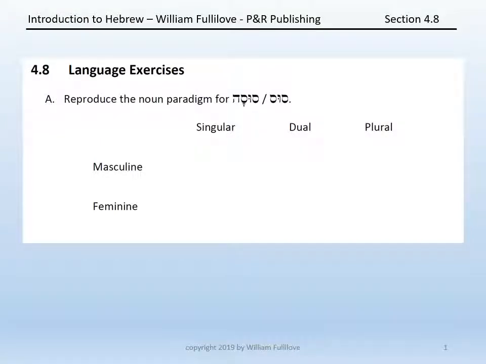The language exercises for Chapter 4 give you practice working with Hebrew nouns. The first exercise simply asks you to be able to reproduce the noun paradigm. You ought to be able to both say and write the paradigm at will.